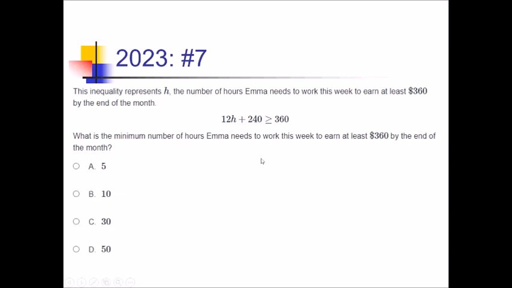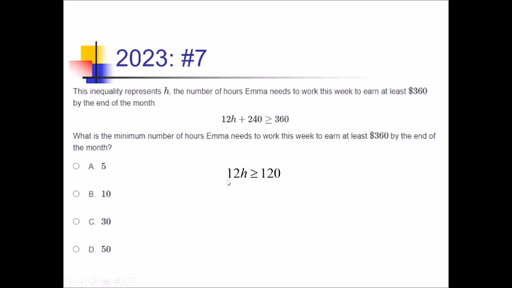So following my rules of inequalities, one thing I want to do is subtract this 240 from both sides. Now, just like with equations, when you add or subtract with an inequality, nothing changes except the numbers themselves. The inequality is still going to be the same direction if I just add or subtract a number from both sides. So subtracting 240 from both sides, 360 minus 240 gives us 120 over on the right side. We still have greater than or equal to here. And next, to get h truly by itself, I need to divide by 12.